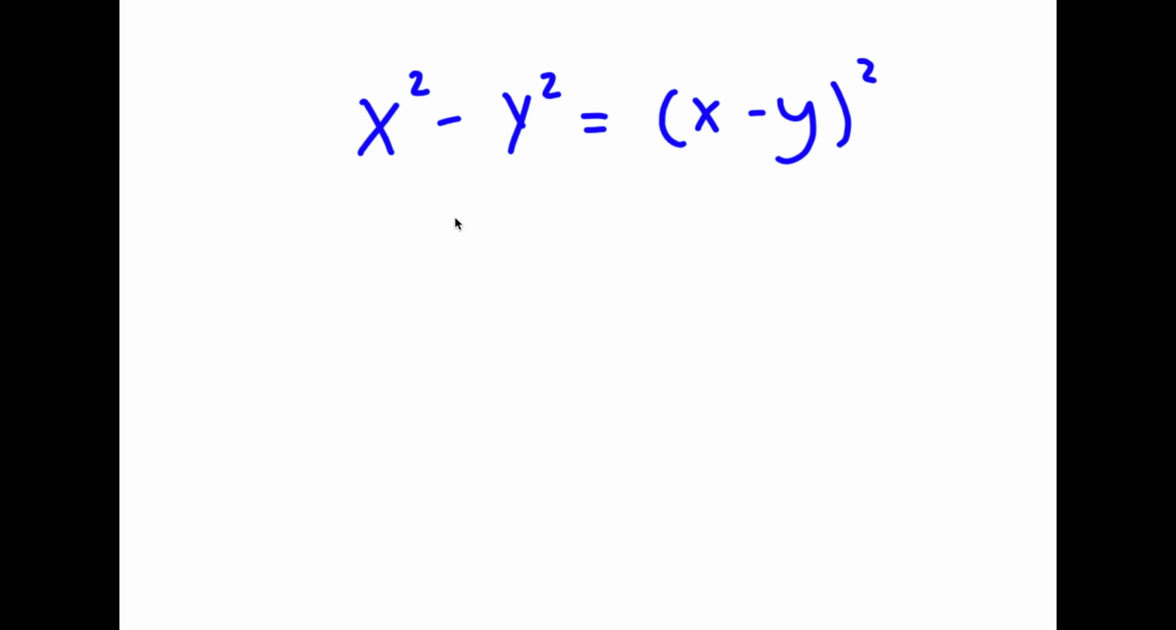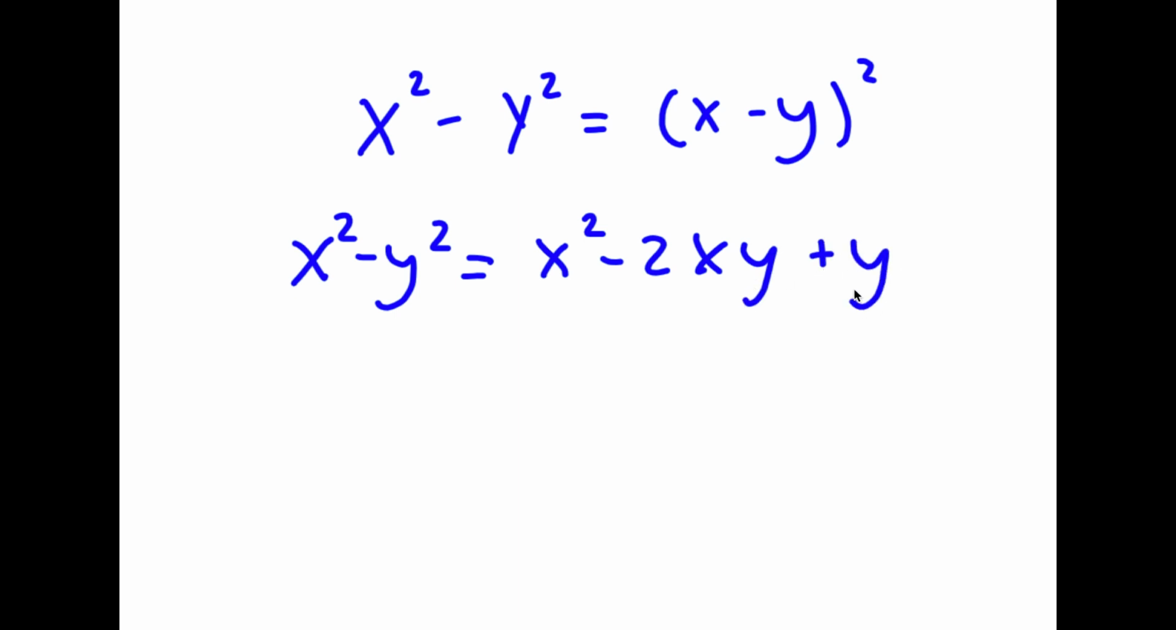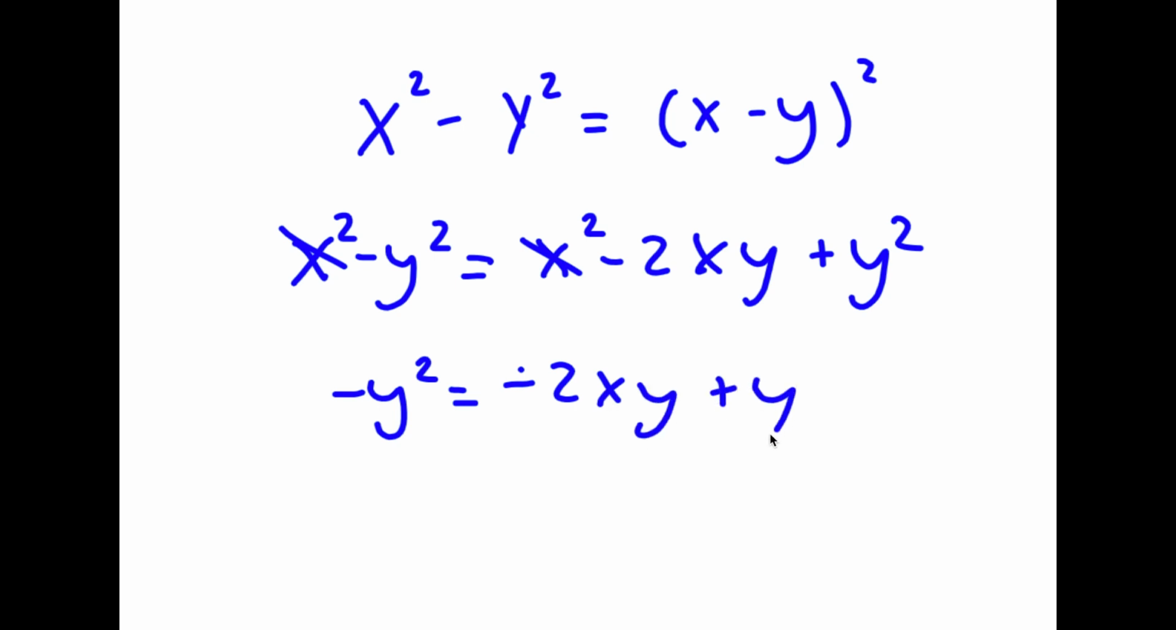Alright, so in this problem, I have x squared minus y squared is equal to x minus y squared. So to start, I'm going to first start by expanding x minus y squared. So now I have x squared minus y squared is equal to x squared minus 2xy plus y squared. So now these two x squared cancel out if I subtract x squared on both sides. So now I have negative y squared is equal to negative 2xy plus y squared.